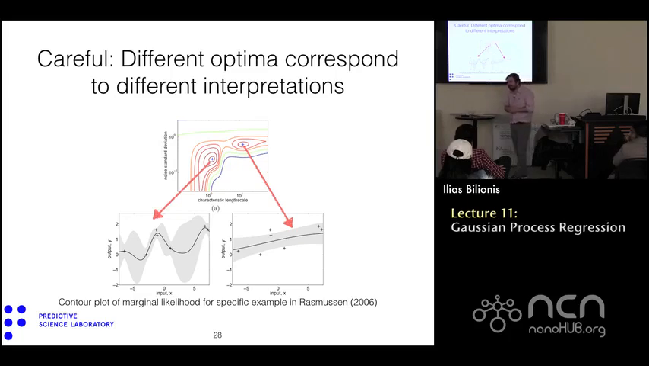Okay? Yes? What does the top figure mean? The top figure is the contour of the likelihood as a function of the parameters of the covariance function, the length scale of the covariance function, and the measurement noise. This is what it is.